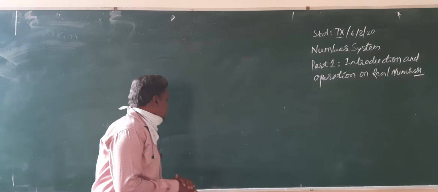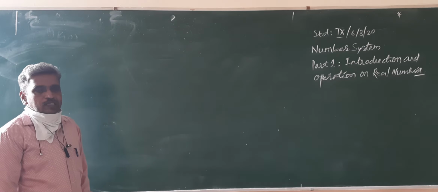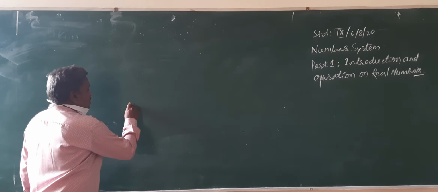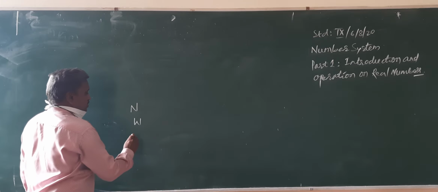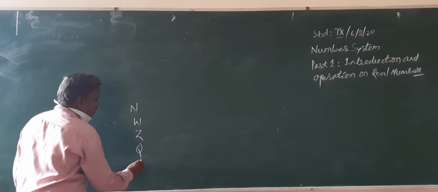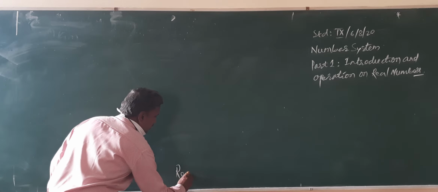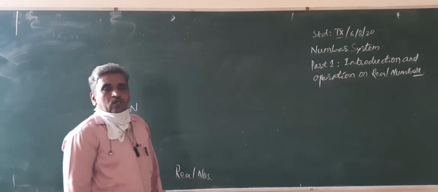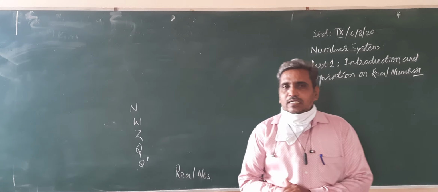First, I want to remind you what you learned in your 8th class. That is number system. Set of natural numbers, set of whole numbers, set of integers, set of rationals, set of irrationals, then set of real numbers. You know very well about the set of natural numbers and how we are going to operate on that.